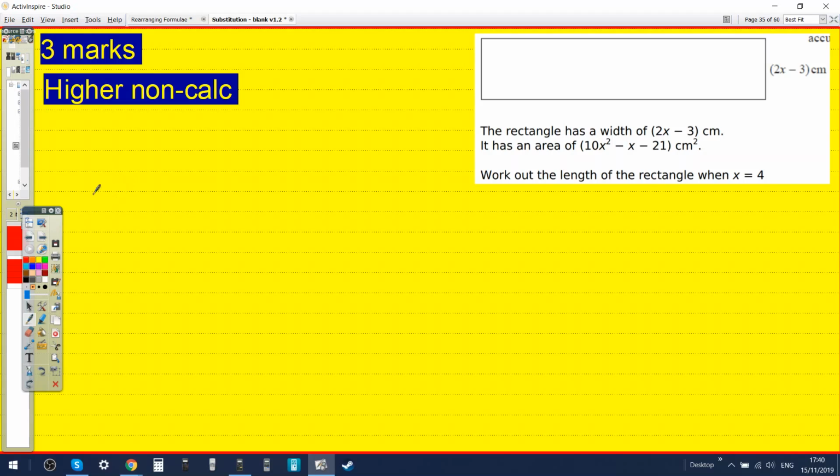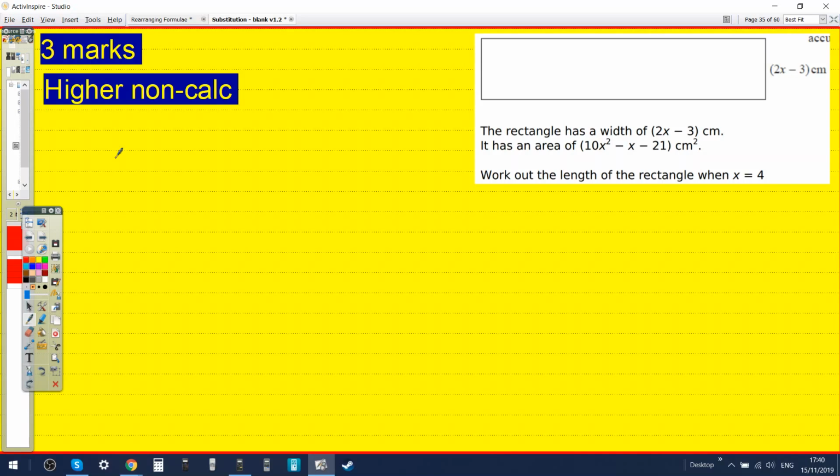Okay. How do we do this? This is non-calculator. Okay. So the rectangle has a width of 2x minus 3 centimeters. Okay, so the width equals 8 minus 3, which is 5, so it has a width of 5.